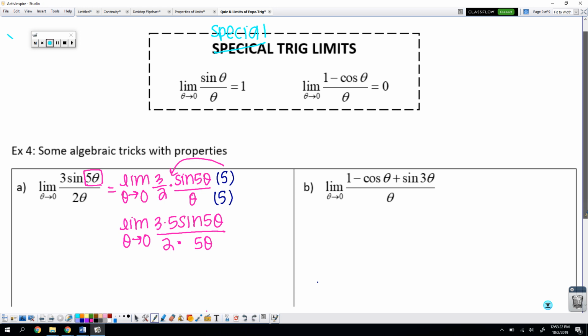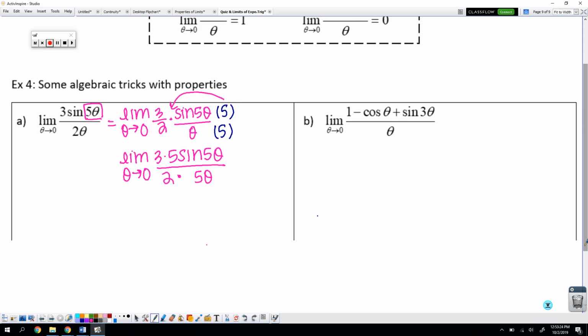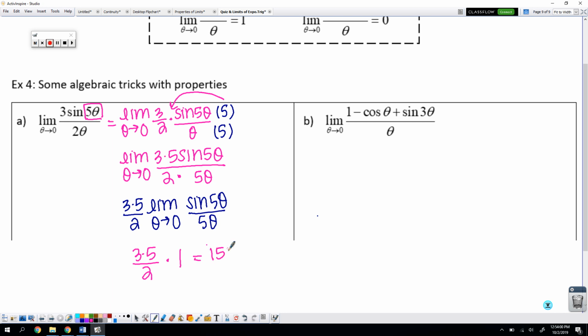If you remember, your properties allow you to take coefficients and move them to the front of your limit. So you can go like this: 3 times 5 over 2, the limit as theta approaches 0, and then you have sine 5 theta over 5 theta, which is what you needed. You needed those to match, and now they do. As long as they match each other, you're going to get 1. It doesn't have to be just plain theta. So now we have 3 times 5 over 2 times 1, which just gets us 15 over 2.